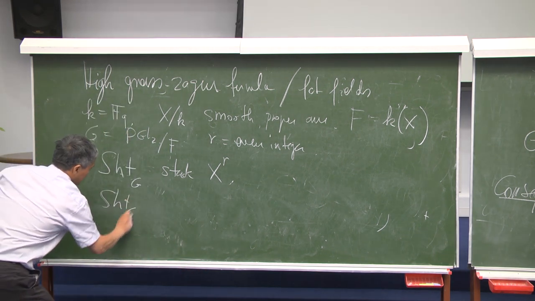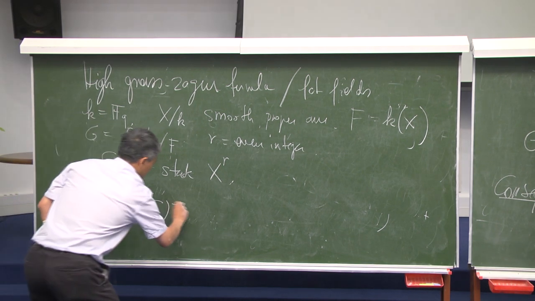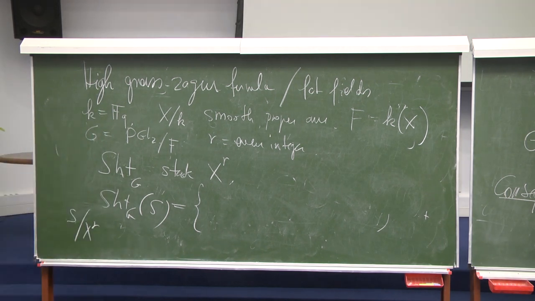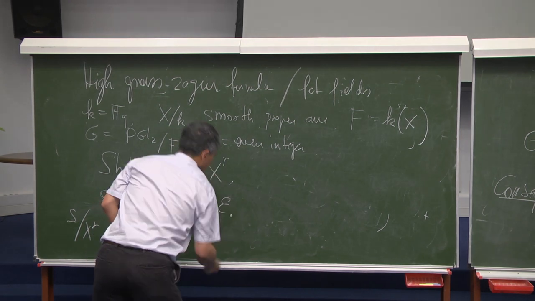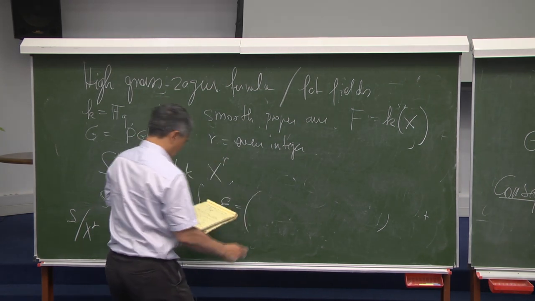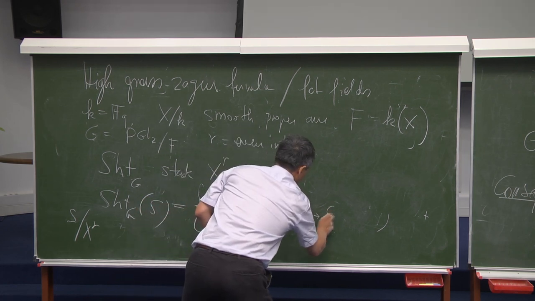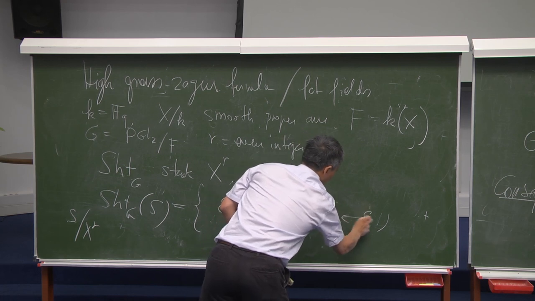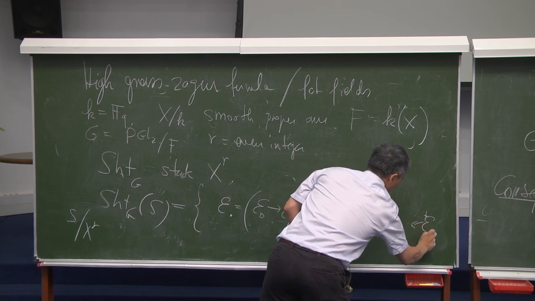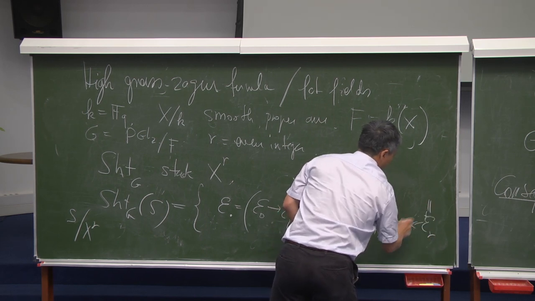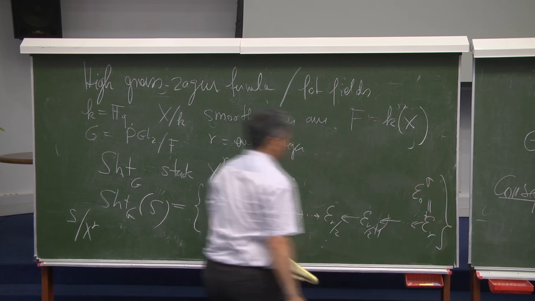So Sht_G of S, suppose S is a scheme over X^R. This is a category of the following objects: E_1, ..., E_{R/2}, E_{R/2+1}, ..., E_R, but E_R is equal to E_0 to the sigma. I couldn't explain all the notions there.